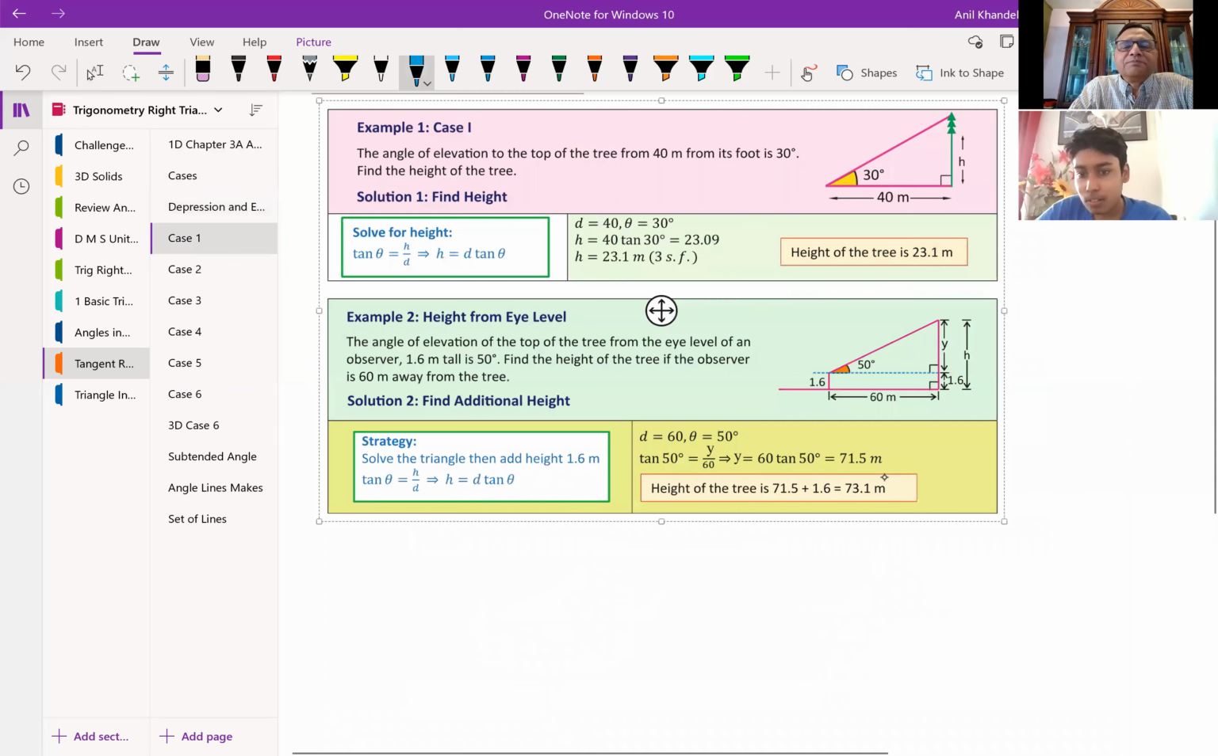Let me take an example here. Can you please read example number 1? The angle of elevation to the top of the tree from 40 meters from its foot is 30 degrees. Find the height of the tree.